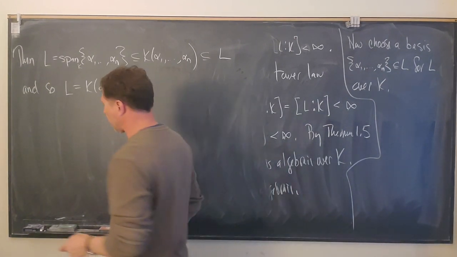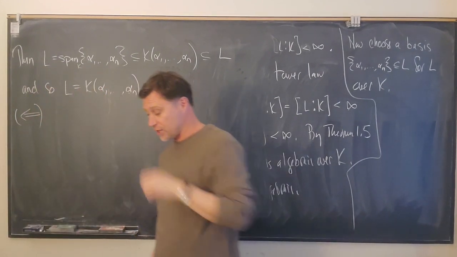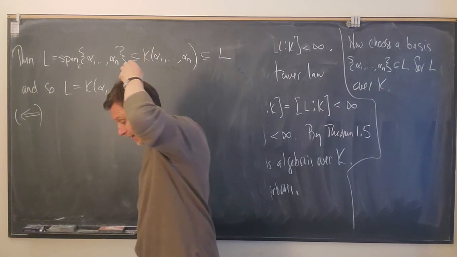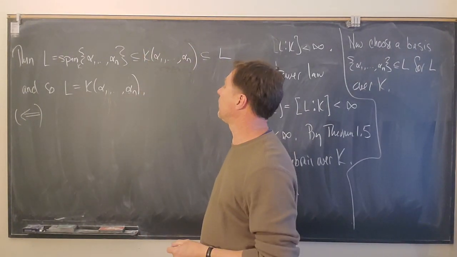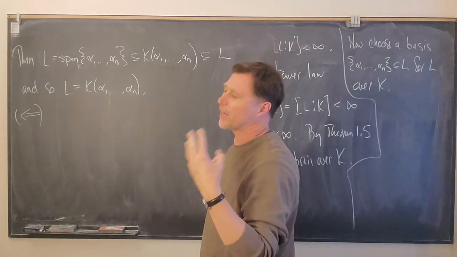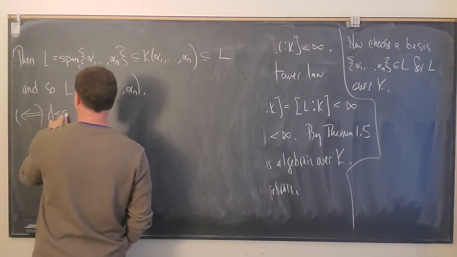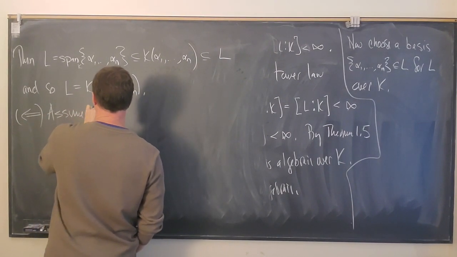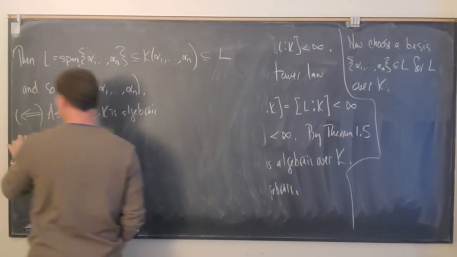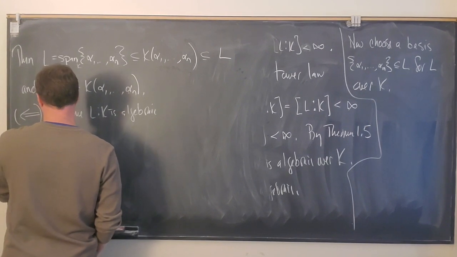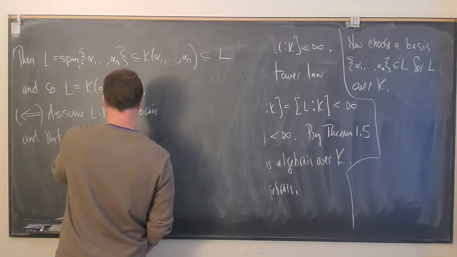Okay, now in the reverse direction, we need to show that we have a finite extension, assuming that L over K is algebraic and can be expressed by adjoining a finite number of alphas. So let's assume that L over K is algebraic and that L is equal to K adjoin alpha 1 up through alpha n.